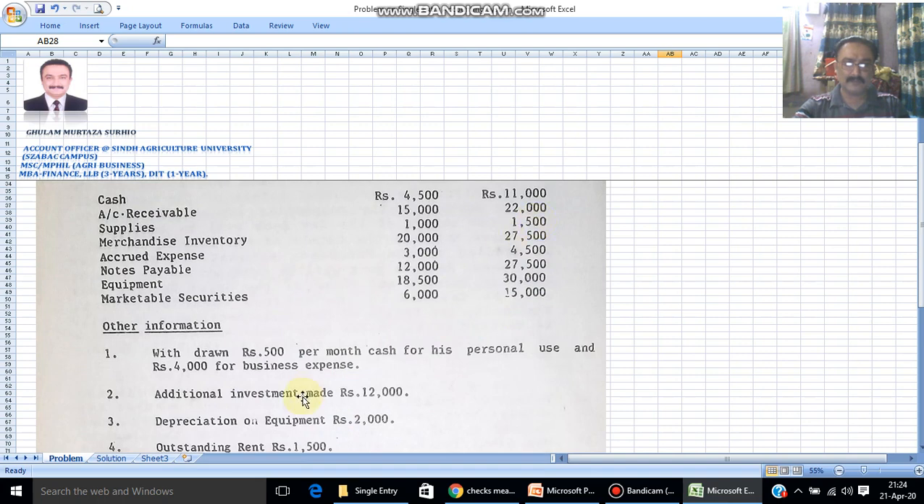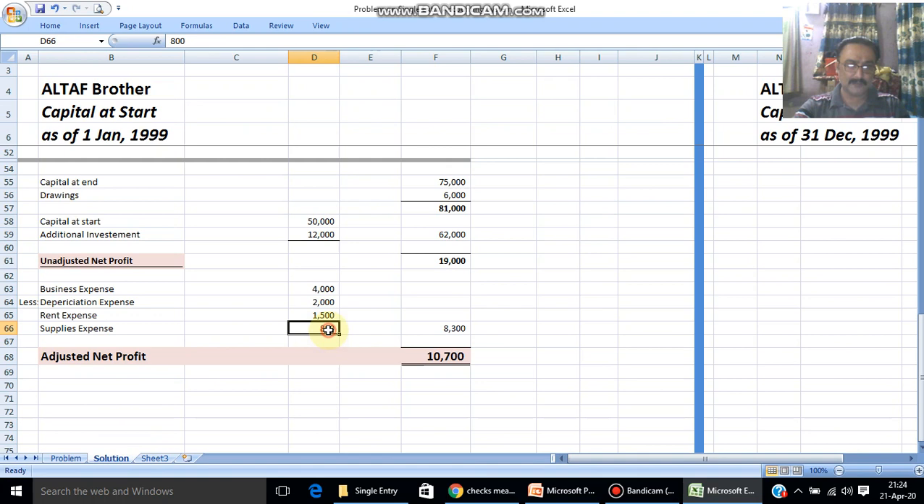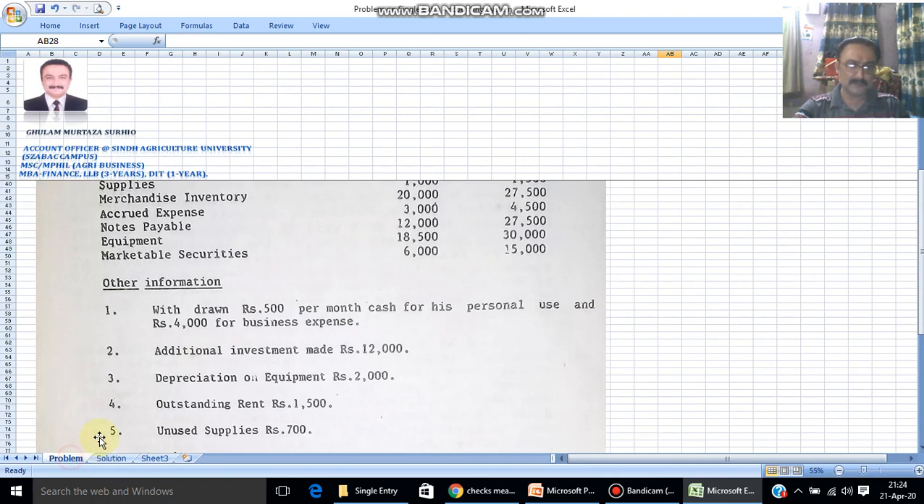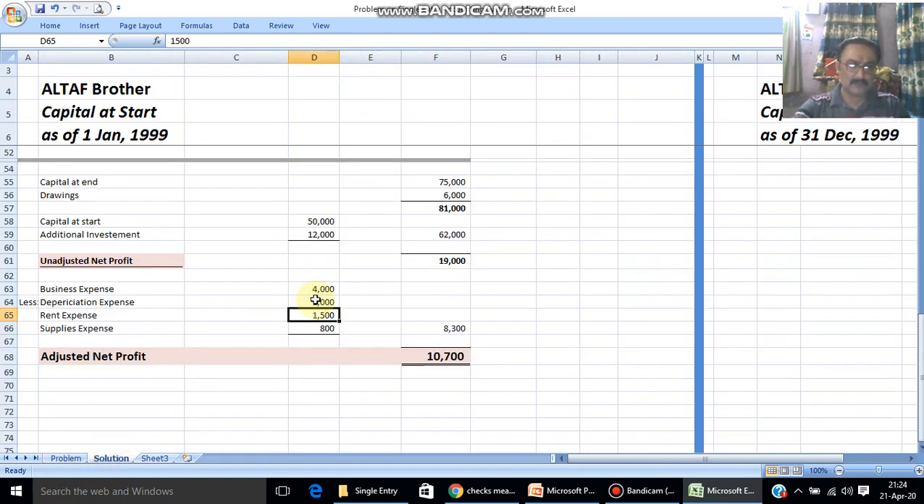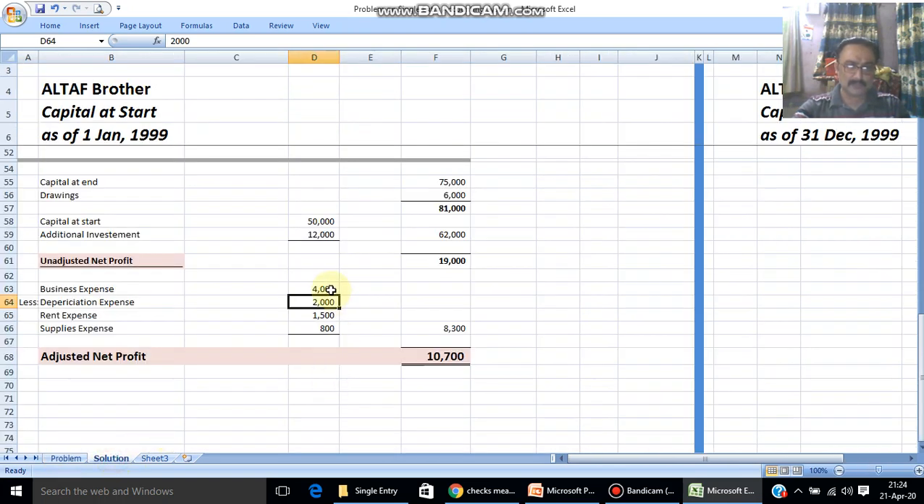When we deduct 700 from 1,500, we have 800. So over here I have put 800, and rent expense I have put 1,500, that is mentioned over here, and depreciation expense 2,000 rupees, and then I have put the 4,000 rupees as a business expense over here. When we calculate all these expenses, this would be equal to 8,300 rupees. Now come towards the problem.